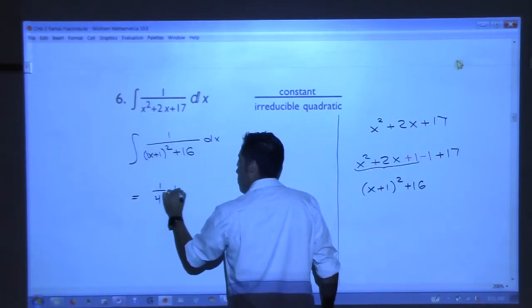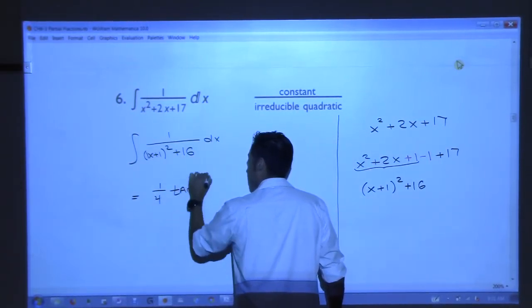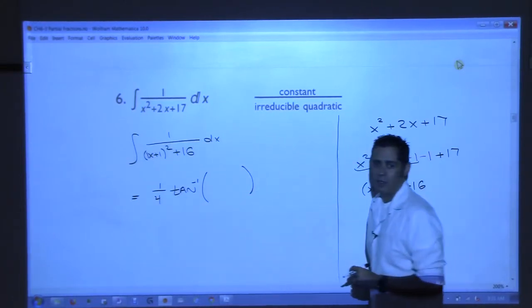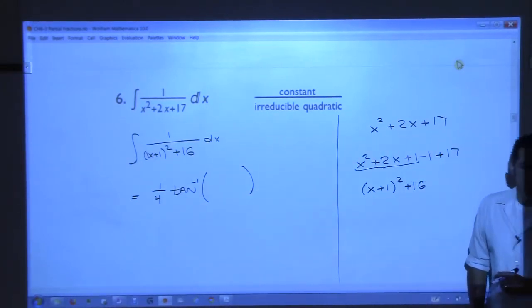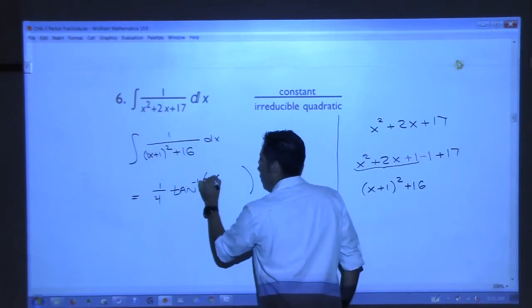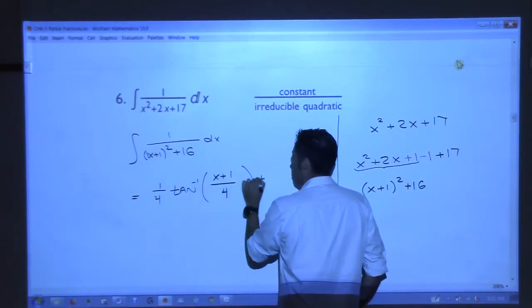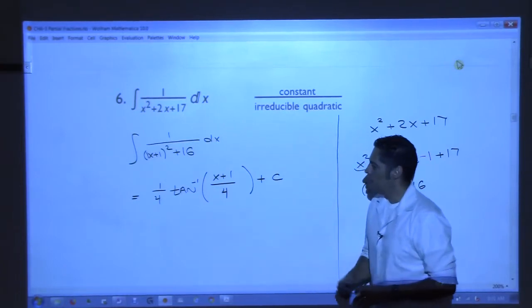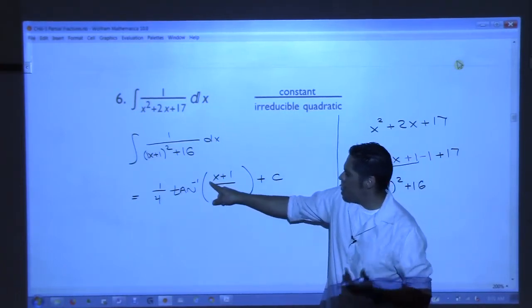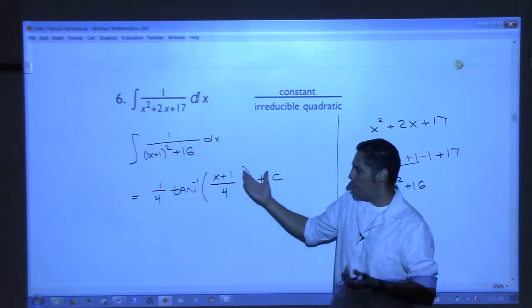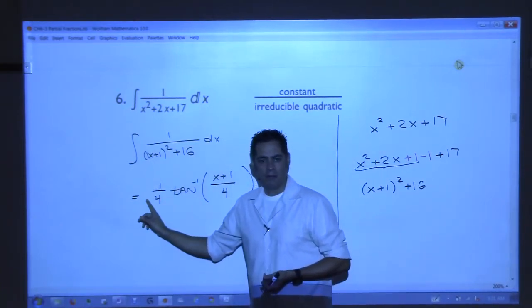So 1/4 arctangent. Now this is where things are going to be a little bit different. It's not x over 4, it's x plus 1 over 4, because x plus 1 was the u. You see how if this had been, let's just say, 3x plus 1, then we would have had to have a 1/3 out here.